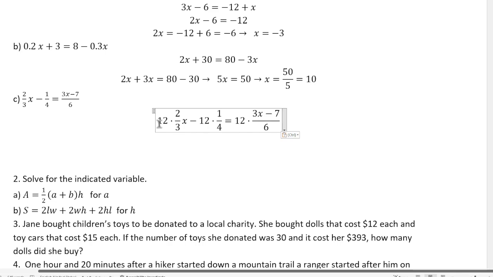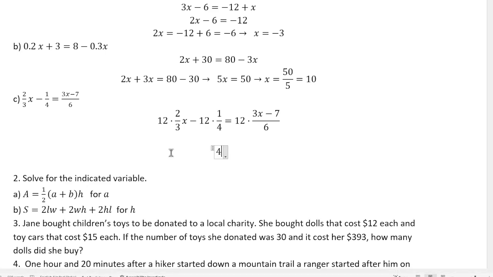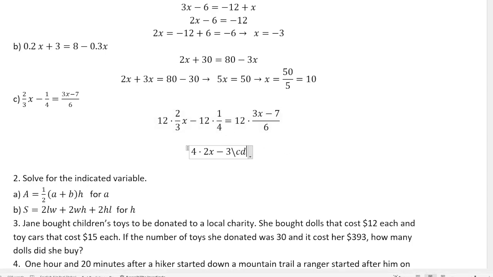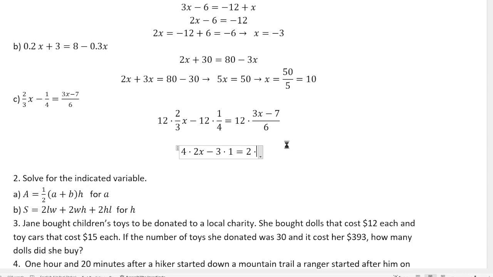Now this allows us to do 12 divided by 3, which will give you 4. So it will be 4 times 2 times x. And then 12 divided by 4 is 3, so it's 3 times 1. And here 12 divided by 6 is 2, so 2 times 3x minus 7 is what you get.